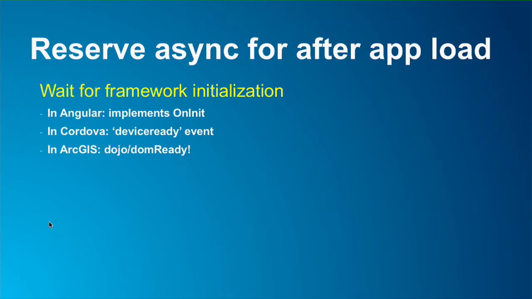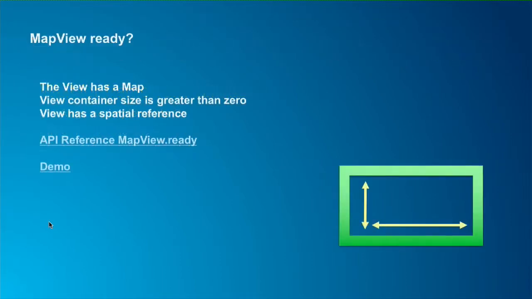And here's another anti-pattern to some people, is reserving that asynchronous stuff until after the application loads. As I was saying before, in Angular we have the on init event, Cordova the device ready event. We have the ArcGIS API for JavaScript's Dojo DOM ready event. In many cases, we're doing our asynchronous stuff for GIS after all of these events occur. We just don't want to jam up that application, cause long load times, and just make it uncomfortable for our users to use these applications.